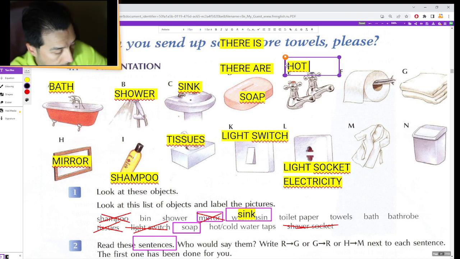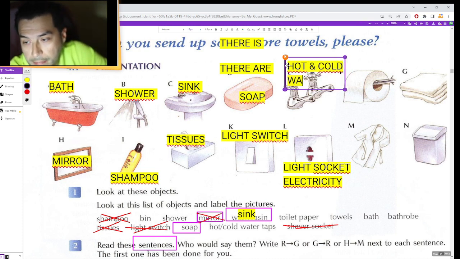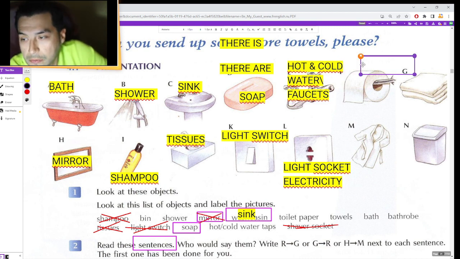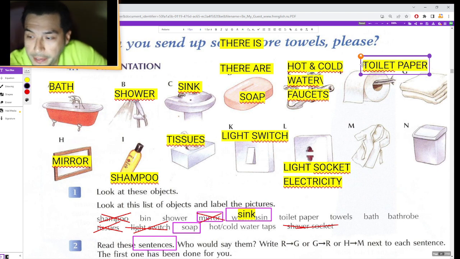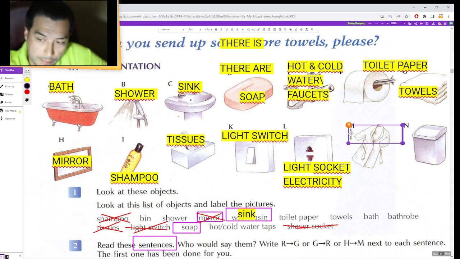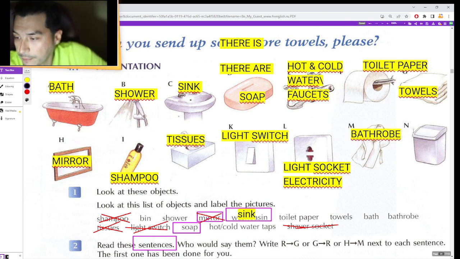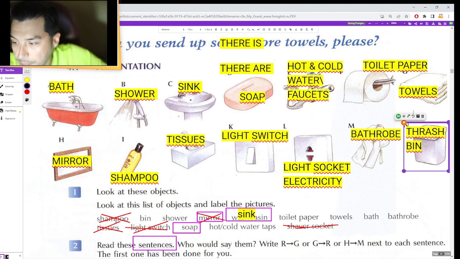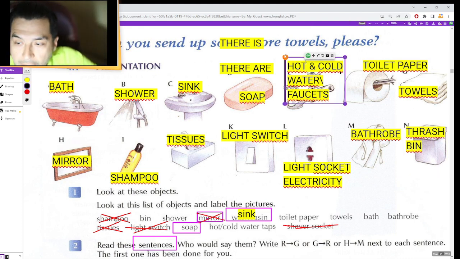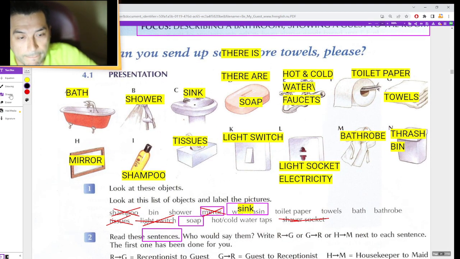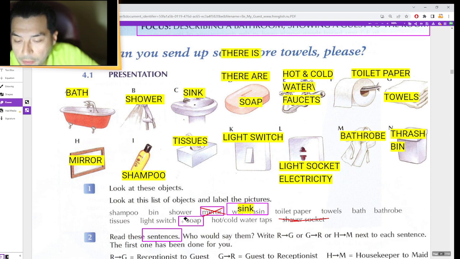Hot and cold water, water faucet. Toilet paper, towels, bathrobe. And the trash bin. Okay, now I got all of my vocabulary for today's class. This is the list for the vocabulary in the bathroom.